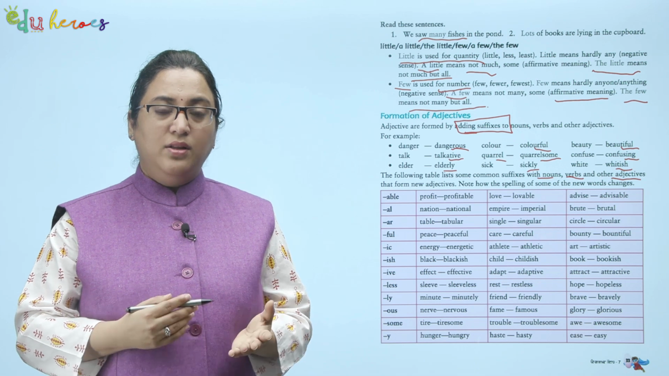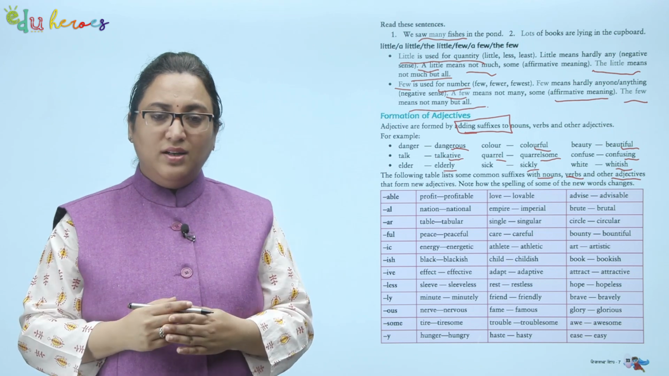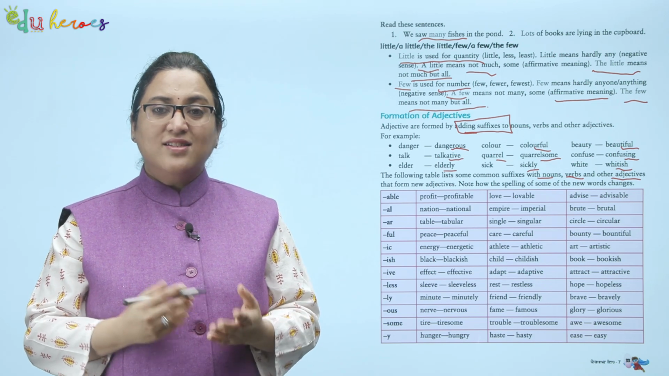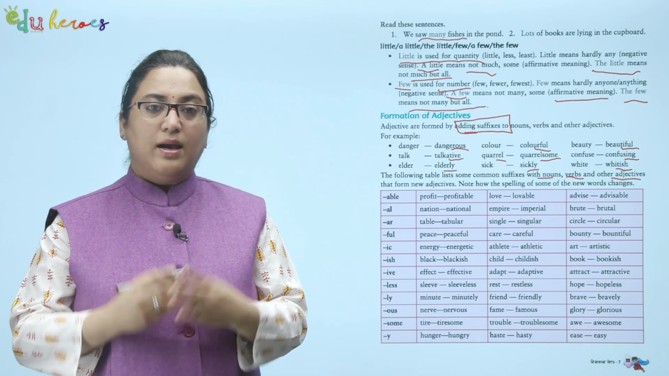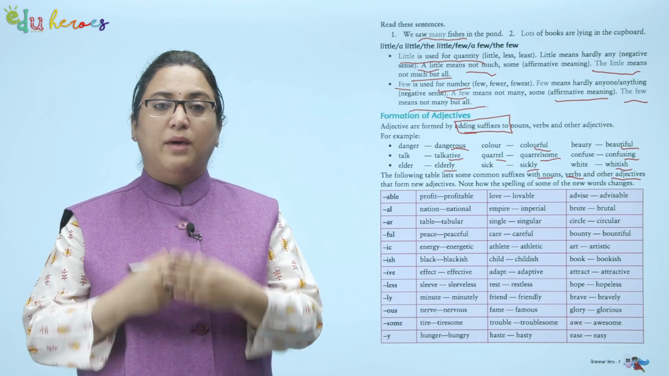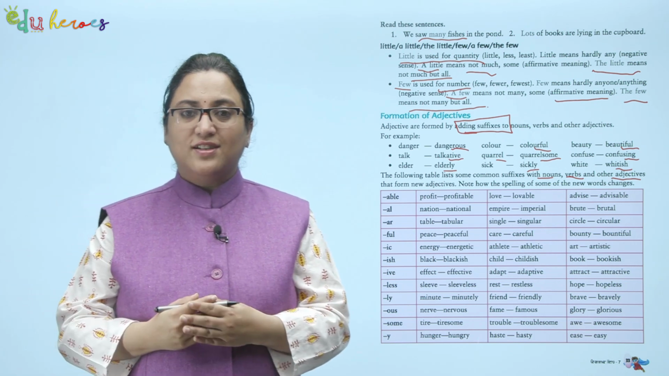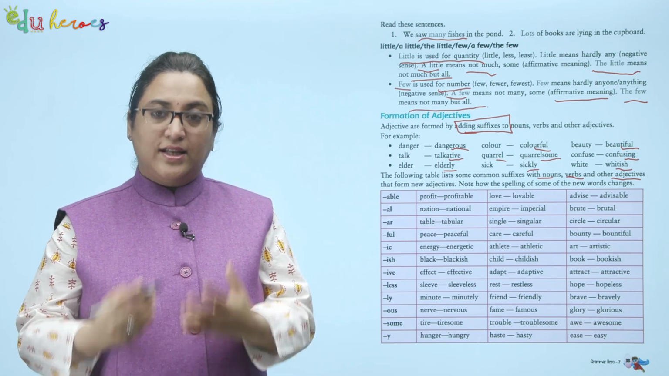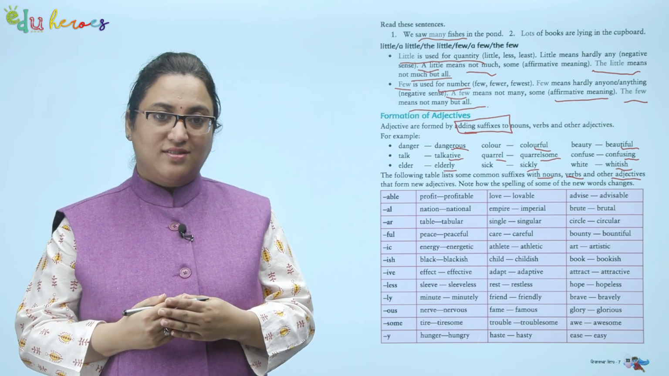AR. Table, tabular. Sometimes we write information in a tabular form because we put it in a table. Like this is a tabular form. Single, singular, circle, circular. FUL. Peace, peaceful. Care, careful. Bounty, bountiful. IC makes the adjectives from energy, energetic, athlete, athletic, art, artistic. Did you observe all were nouns?